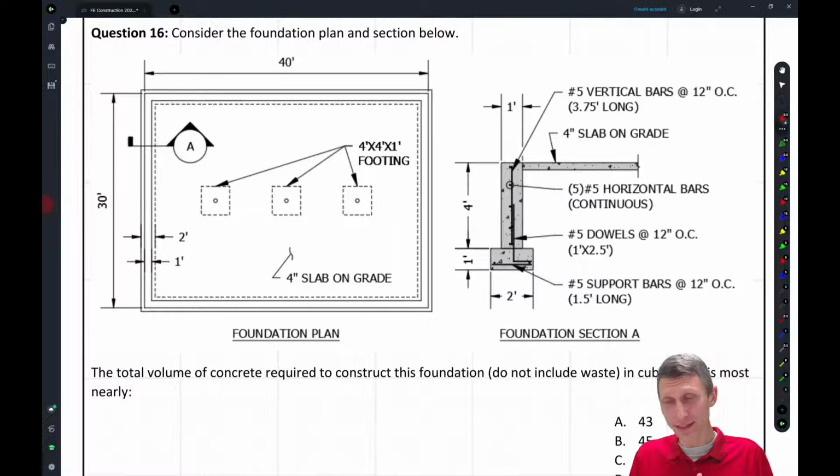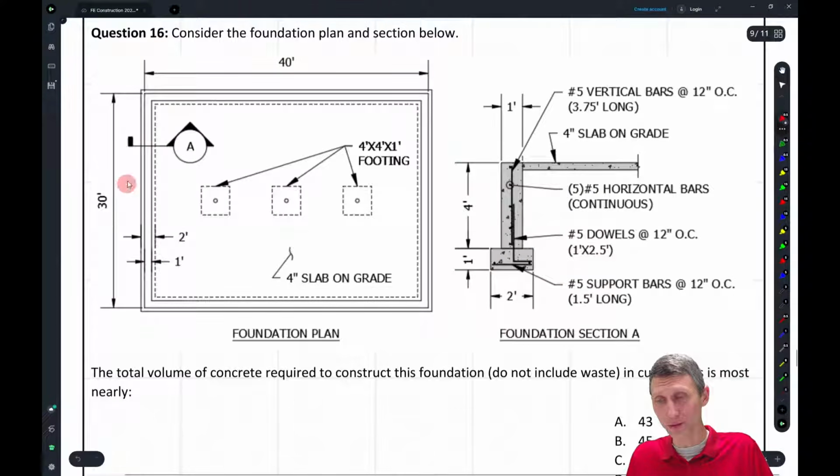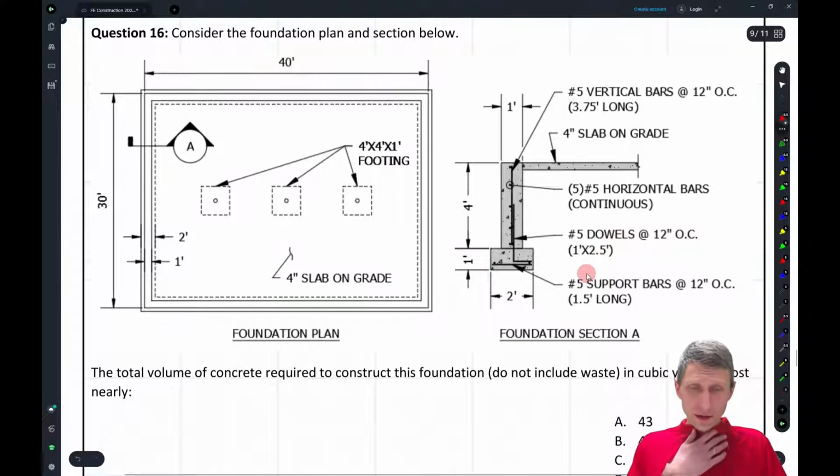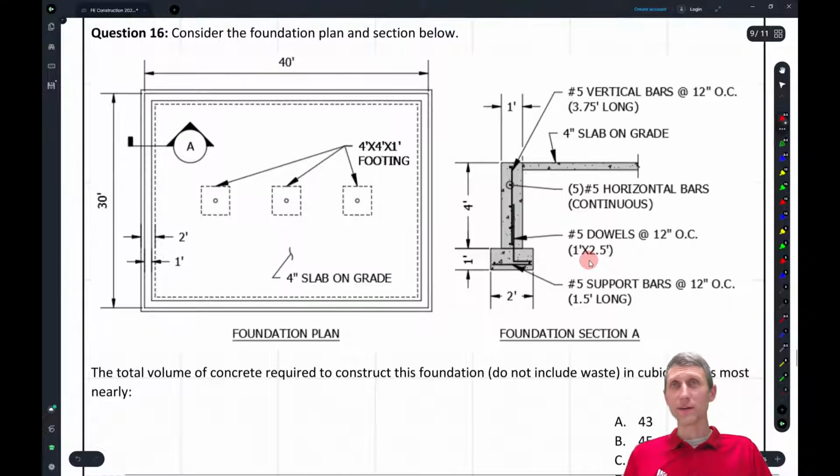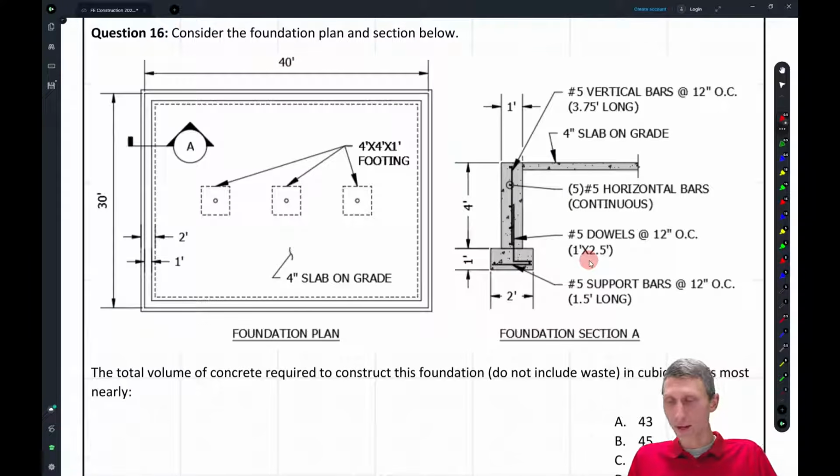This one isn't a super crazy thing. It's a small building, relatively, 30 by 40. It's got a 4-foot concrete wall with a 1 foot by 2 foot footing, and a 4-inch slab on grade. Nothing too crazy. There's a whole bunch of information in here about rebar, and we could go crazy with reinforcing estimates, but we're not going to tonight. All we're doing is estimating concrete.